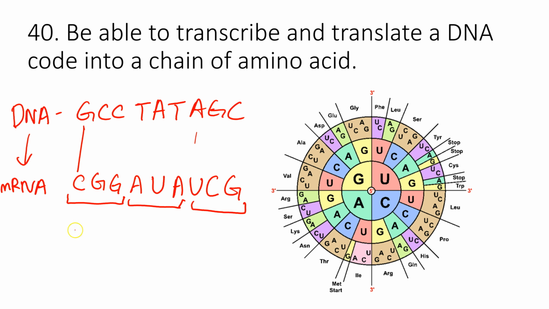So CGG will be read as CGG, arginine. So the first amino acid will be arginine. The second one, AUA, so AUA is ILE, and UCG is serine. With that, hopefully you have a good revision.